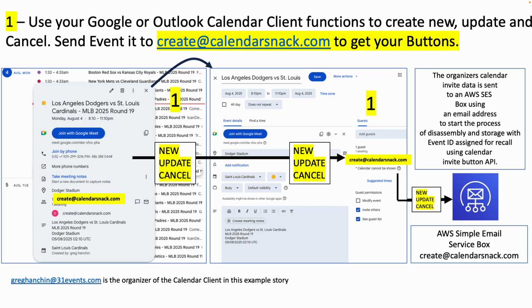This data set here is the Major League Baseball data set. It has about 2,200 games on my calendar. I am Greg Hanchin at 31 events in this storyline.